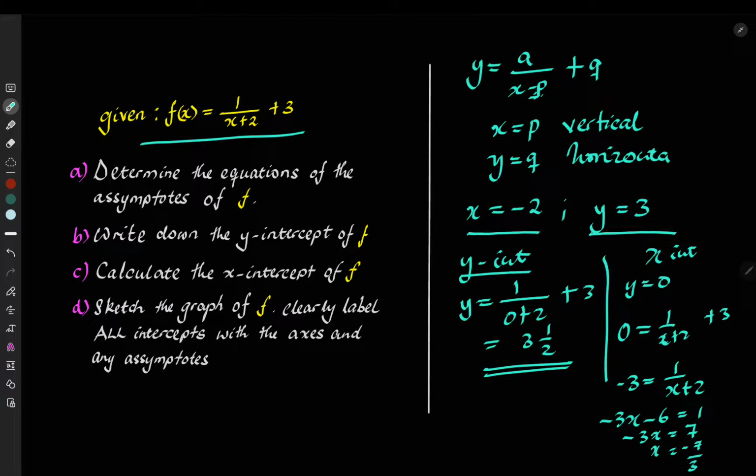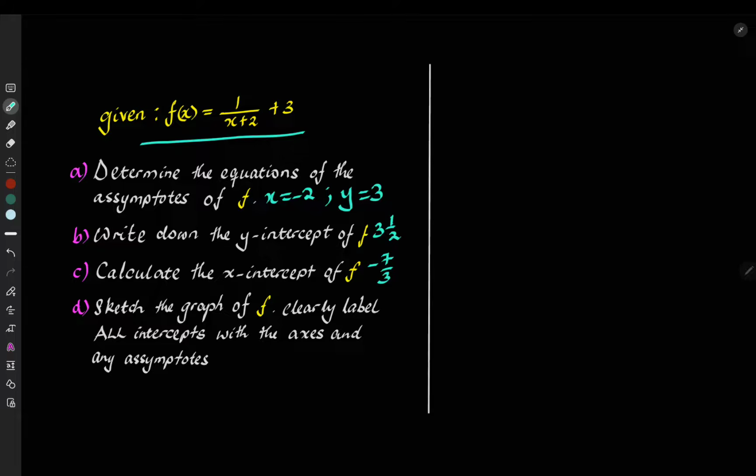Now, moving on to part D. In part D, we are asked to sketch the graph of f, clearly labelling all intercepts with the axes and any asymptotes. So that is exactly what we have been doing in parts A, B, and C.